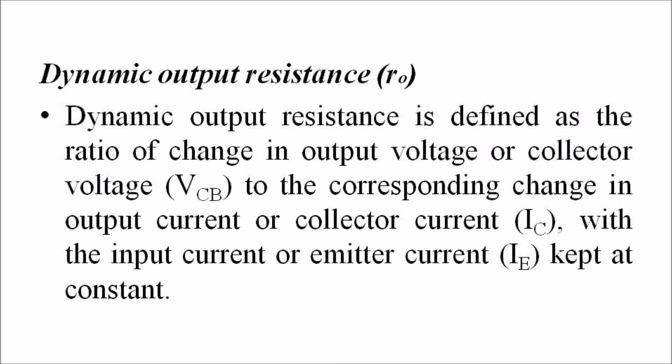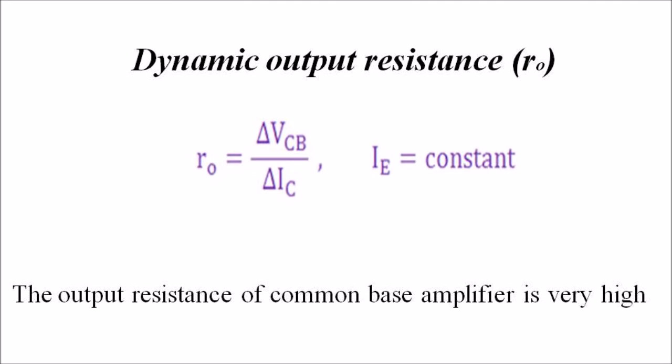Now the second term is the dynamic output resistance, which is represented as RO. The dynamic output resistance is defined as the ratio of change in output voltage to the corresponding change in output current, where the input current is kept constant. That is, RO is equal to delta VCB by delta IC with IE constant. The output resistance of the common base amplifier is very high.